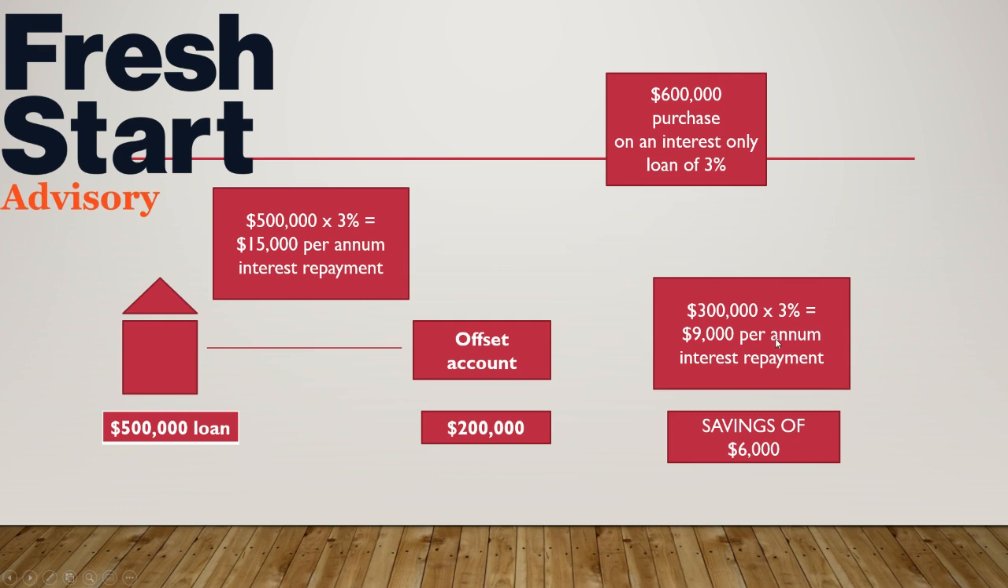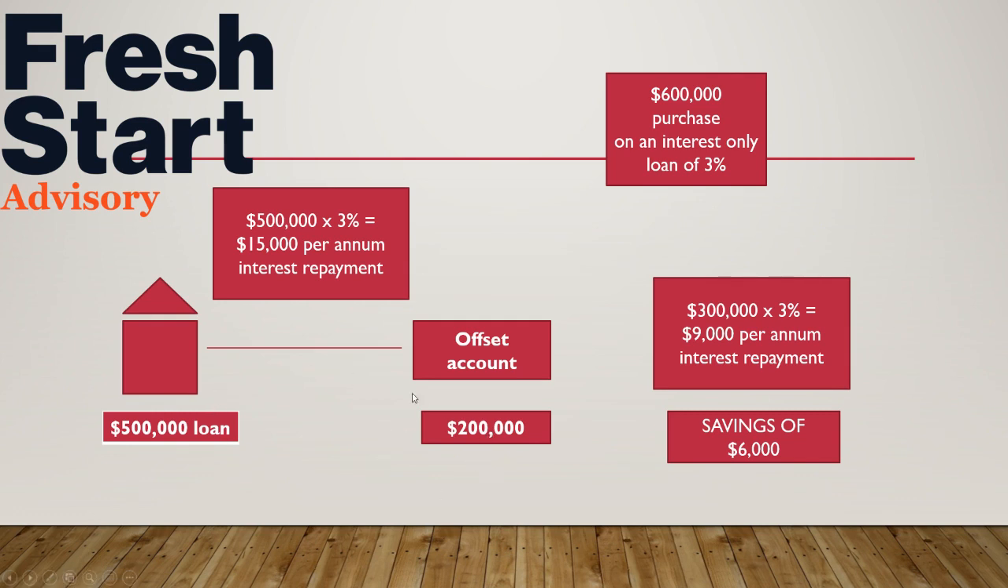But in saying that, if you have other ideas, or you want to have that money sitting there, what a great idea to put that in an offset facility. Savings of $6,000 a year. Go out and buy yourself a nice little car, or go on a holiday. But a simple way here, really, to save you a hell of a lot of money. And again, it doesn't need to be $200,000. It can be as little as $10,000.